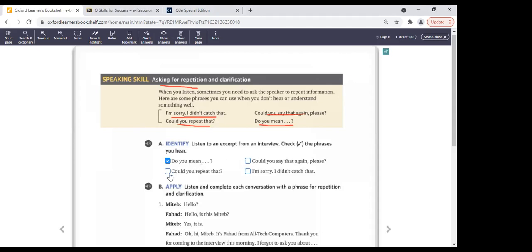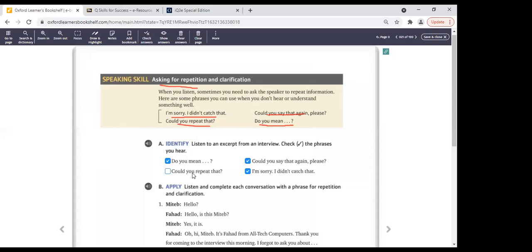What about "Could you repeat that?" He said, "Could you say that again, please?" Yes. Okay. And "I'm sorry, I didn't catch that." Yes, he did. He said that. So from all of these, he said three of them.